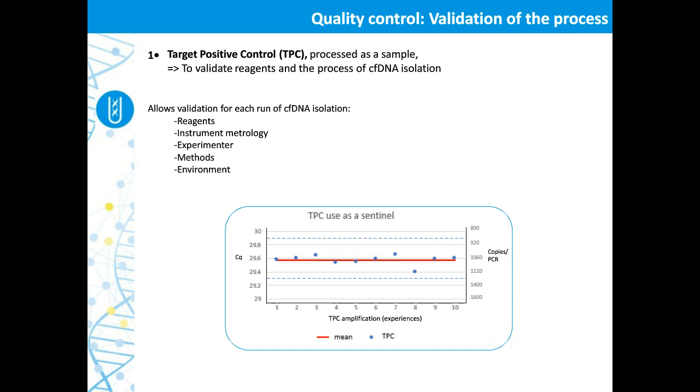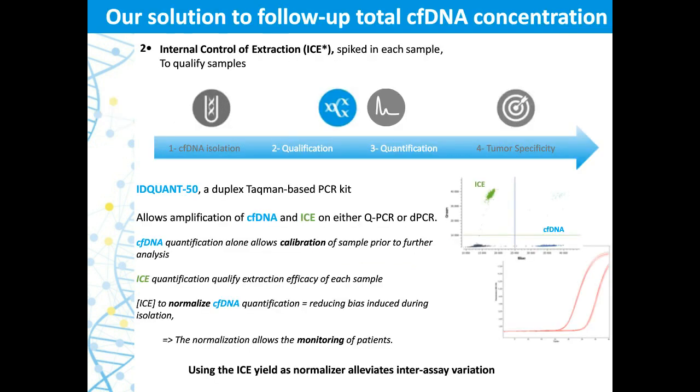If we look closer at the internal control of extractions, this control has to be spiked in each sample. It will allow you to qualify your samples. To detect the ICE, you will have to use the ID Quant, which is a TaqMan-based PCR that works on either real-time PCR or digital PCR. This assay will allow you to amplify simultaneously cell-free DNA and the internal control of extractions.